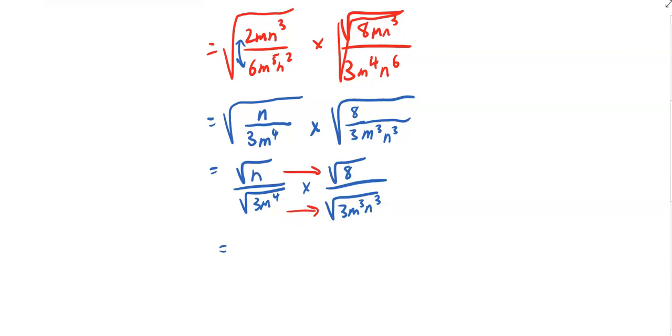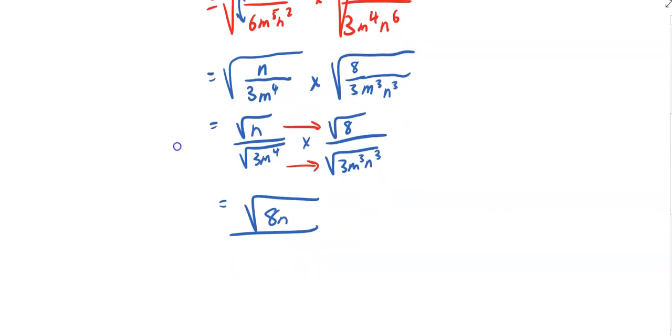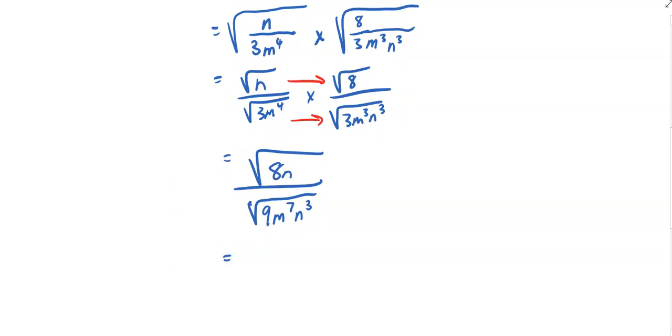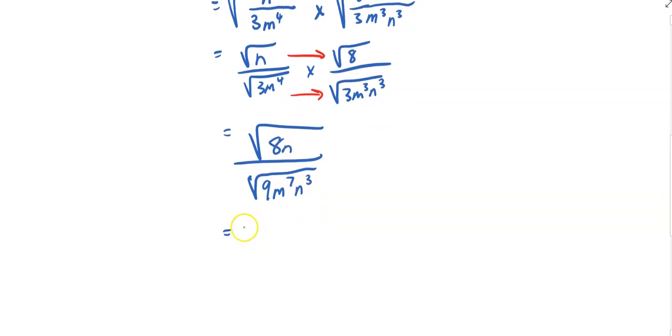Okay, now for my next step, I'm just going to multiply top by top and bottom by bottom, because that's how you multiply fractions. So that'll give me on the top root 8n, 8 times n, and on the bottom root 3 times 3 is 9, m to the 4, m to the 3 is m to the 7, and just n to the 3 there. Okay, and now what can I do here next? Well, that n and that n will simplify to be root 8, no n on the top, root 9, m to the 7, n squared.